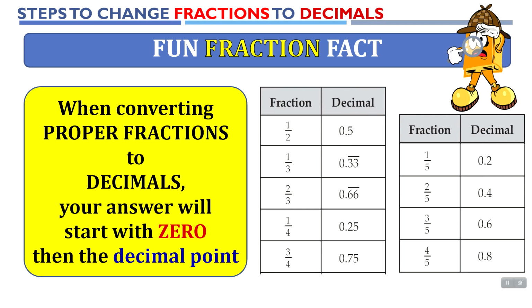Every single one of these fractions, when we convert it into a decimal, is 0 point something. This will happen every time you take a proper fraction and convert it into a decimal. And now you've solved the mystery of how to convert fractions to decimals.